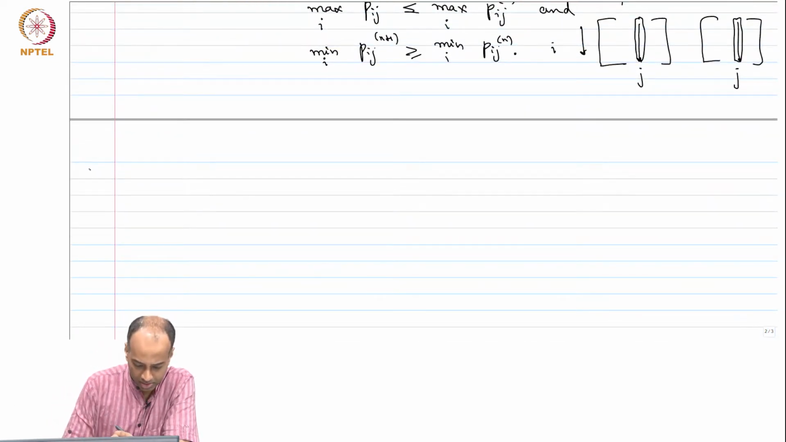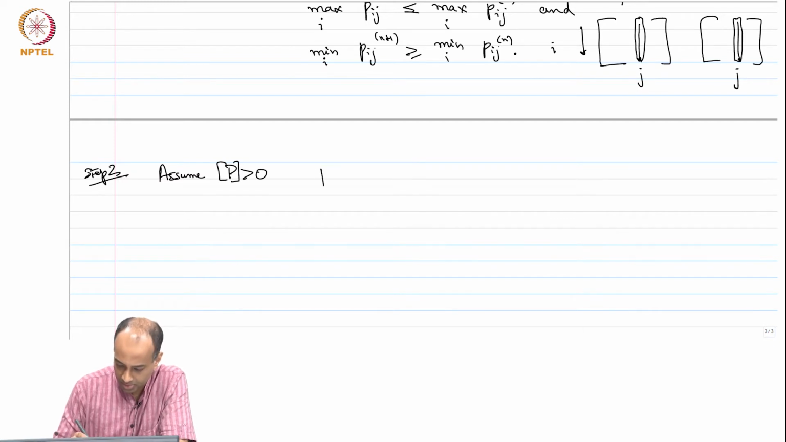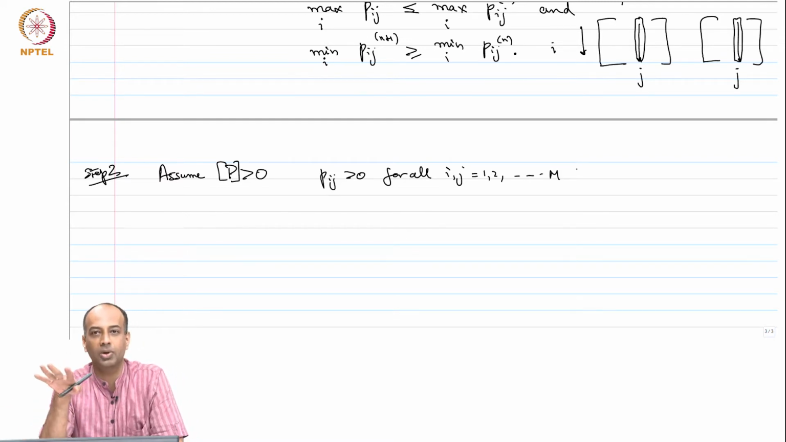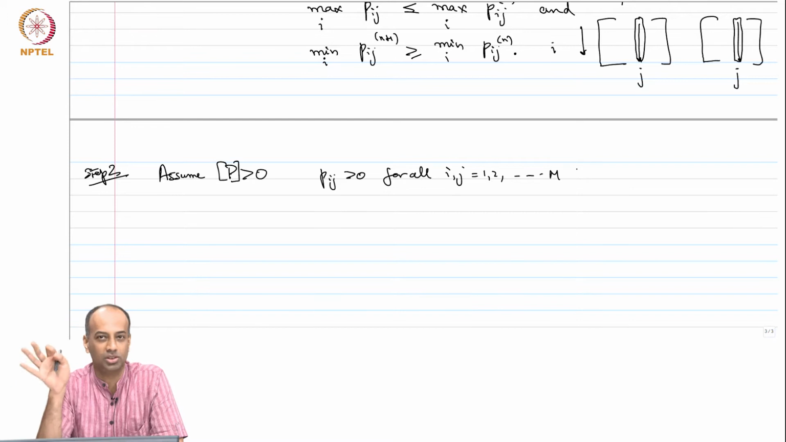The next step is for you to assume p greater than 0. That means that Pij is greater than 0 for all i, j equal to 1 to m. So we are looking at now a complete directed graph, meaning that you can go from any state i to any state j with strictly positive probability, right?